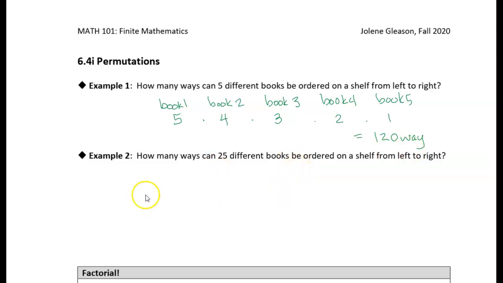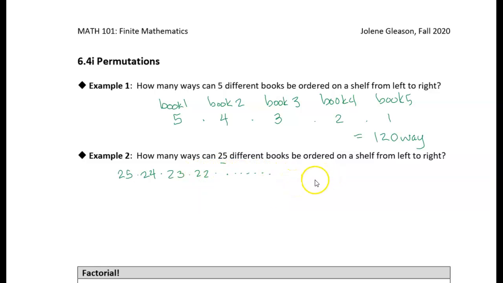All right, so example 2 is very similar, except now we have 25 books. So we've got to go through the same process. I'm going to fill the first position on the far left of my bookshelf, and I have 25 books to start with, so I have 25 choices. And then I'm just going to keep going. I'm going to have 24 choices for the next position, and 23 choices for the next position, and 22 choices for the next position, and oh my goodness.